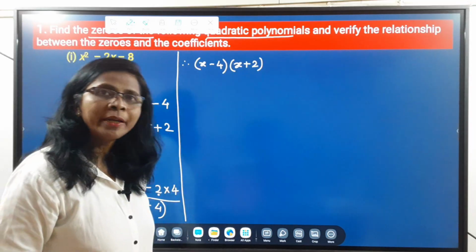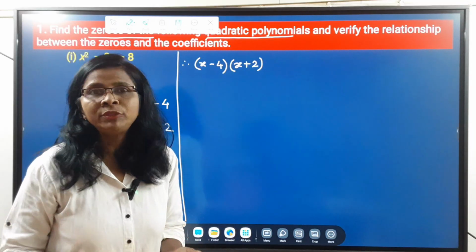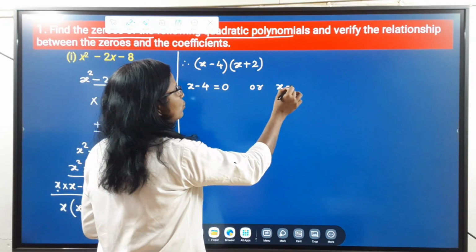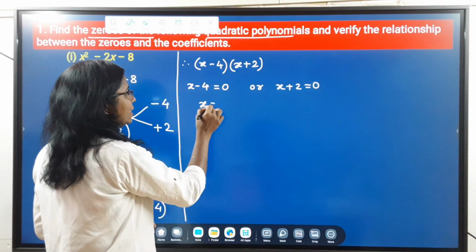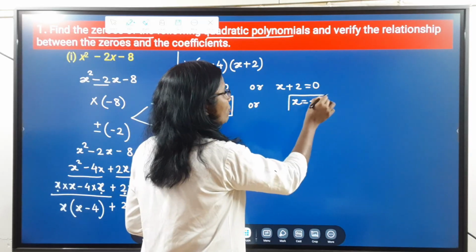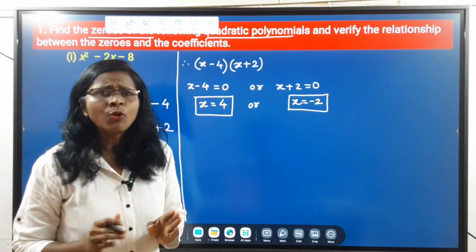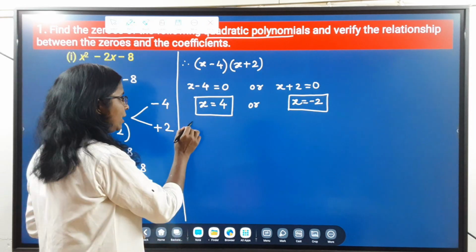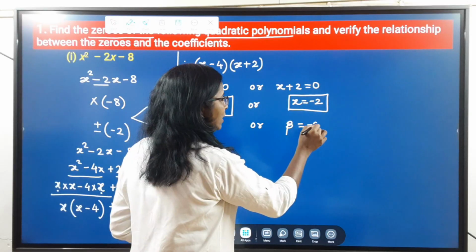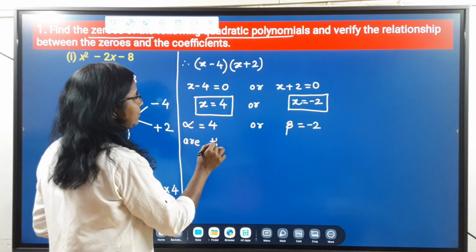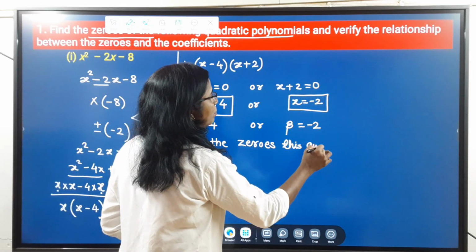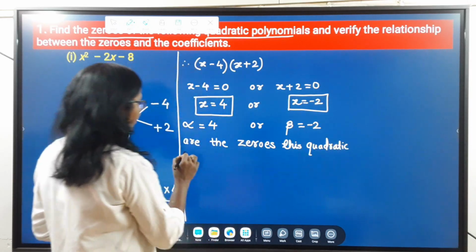Okay, students, now this is the factorized quadratic polynomial, and we have to find out the zeros of this quadratic polynomial. So we say x minus 4 is equal to 0, or x plus 2 is equal to 0. So that means here, students, x is equal to 4, or we say x is equal to minus 2. So now here, students, let the first zero of this quadratic polynomial be alpha, so alpha is equal to 4, and we say beta is equal to minus 2, are the zeros of this quadratic polynomial. Okay, students.